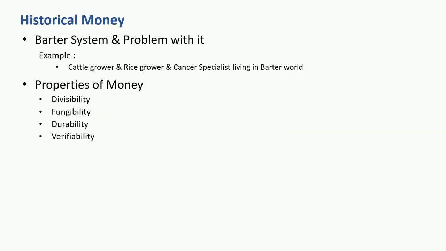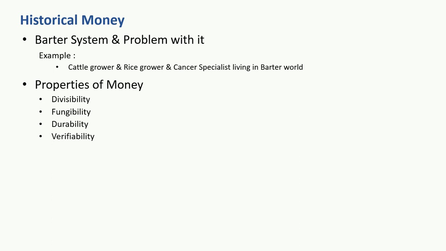So barter system. What is barter system, and what is the problem with it? Why do we need fiat currency? Barter system is nothing but purely exchange of goods. Suppose you grow wheat, you take wheat and go to a rice seller, give him wheat and get back rice. That's how it works. So every commodity in the community gets exchanged. So that is barter system.